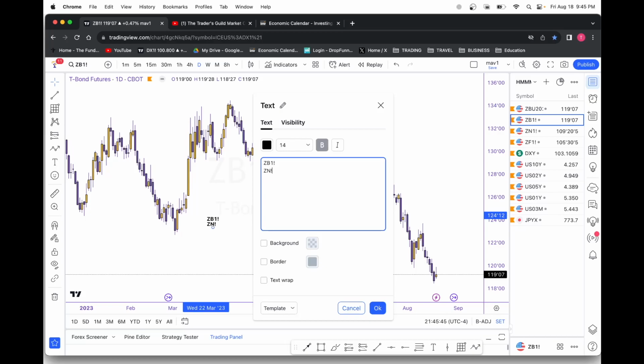I typically just look at ZB1, but the interesting thing is you can actually compare these to each other to figure out if there's a divergence between them, because they should all be going the same direction, right? But like I said, ZB1 is the 30-year note.